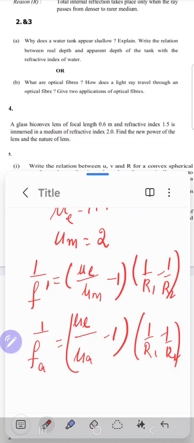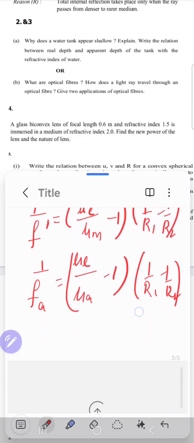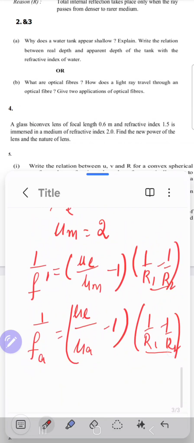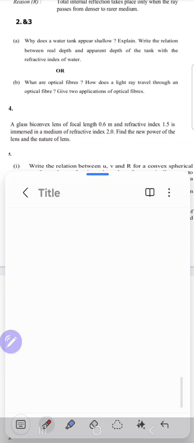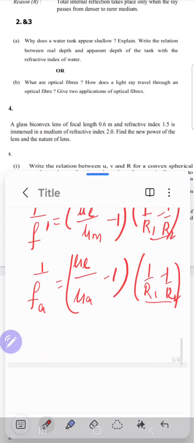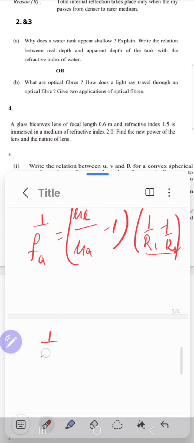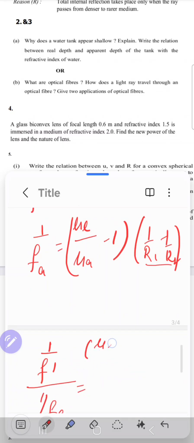So whenever the lens is immersed in a liquid, we have to use the lens maker's formula for air as well as for the medium. Then we take the division, because here these terms we have to cancel. So you can take the ratio of the two equations. So focal length in the medium over focal length in air, we can write as mu L over mu M minus 1. This 1 over r1 minus 1 over r2 term is going to be cancelled, over mu L minus 1.